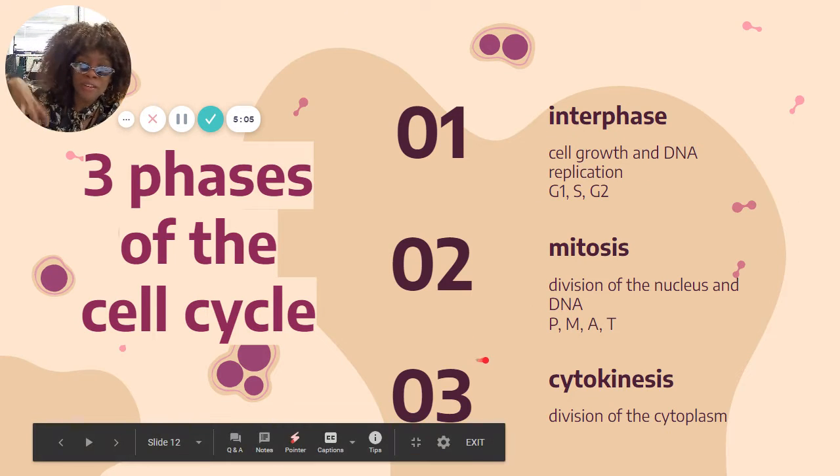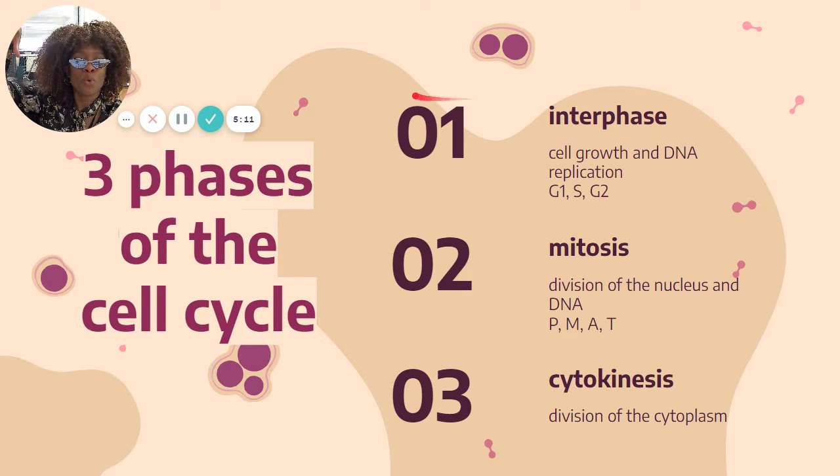Okay, so remember the three phases of the cell cycle. Hopefully everyone remembers this. We have interphase first. Interphase is where there is normal growth and DNA replication. Quick question, when does DNA replication occur? Did it occur in growth 1, S phase, or G2? Right, DNA replication occurred in S phase, the synthesis phase. That's what the S stands for, synthesis.